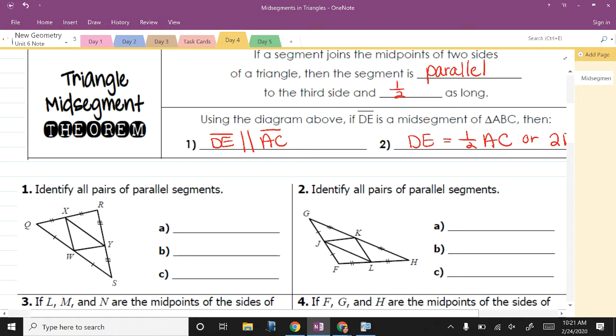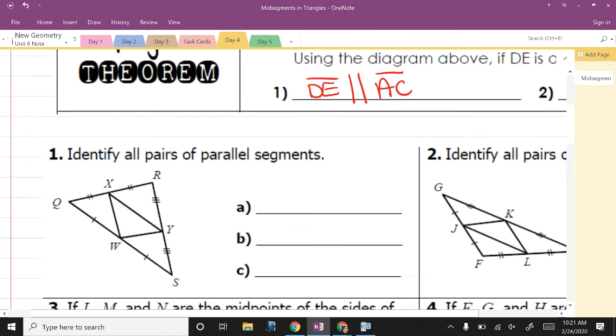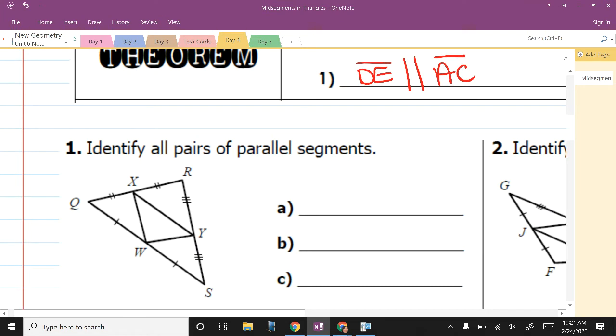Y'all see that? We'll zoom a little bit so I can see better. That's a little better. Okay? So all of those points in the middle of the segments are midpoints. So that means all three of those segments are mid-segments. So I'm just going to start with one. Segment WY right here is parallel to what segment? QR. Y'all see that? It's the one that its points are not touching.